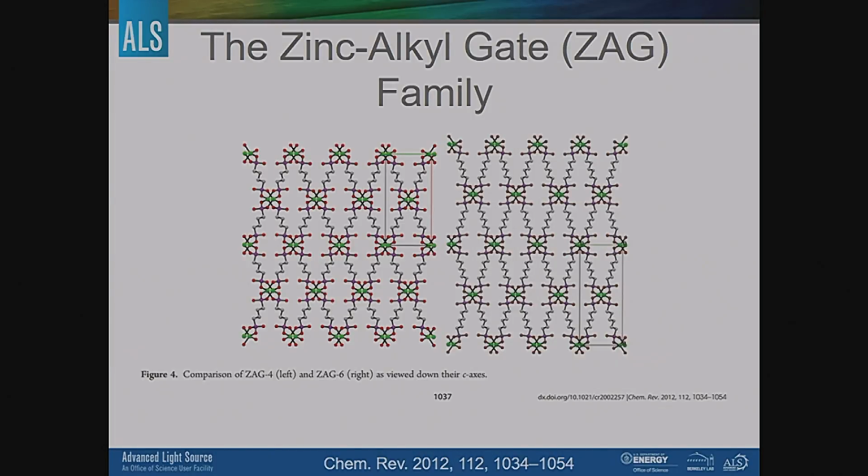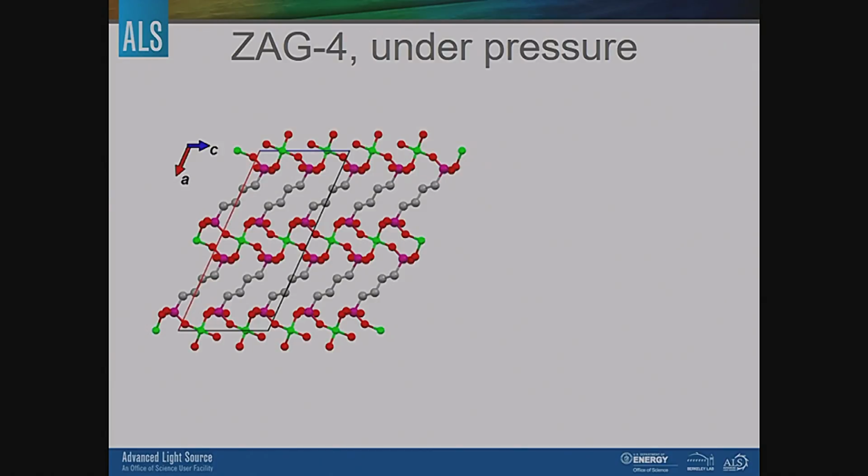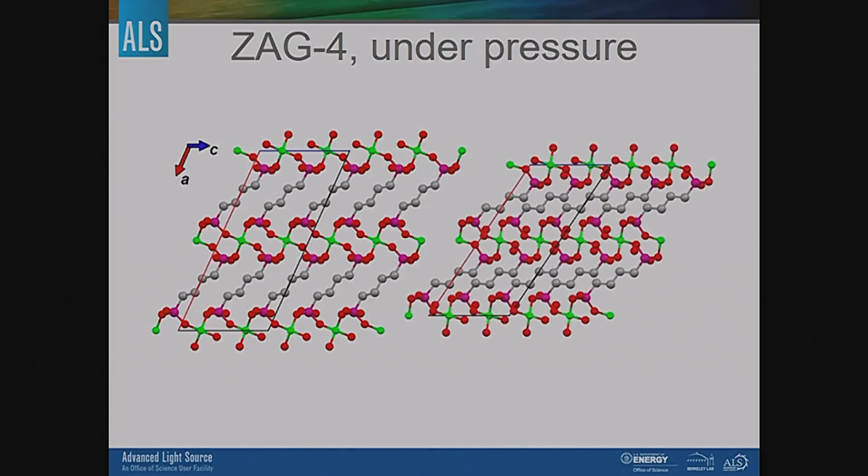Seems reasonable, right? Well, that's all well and good until you realize actually what happened is we put the pressure on, so this is the ambient pressure, and this is at 9 GPa. And if you look at the torsion angles, those alkyl groups didn't change at all. They were rigid. They didn't do a thing. They laid down, but they didn't change. What changed was the coordination around the zinc. So that was kind of surprising.